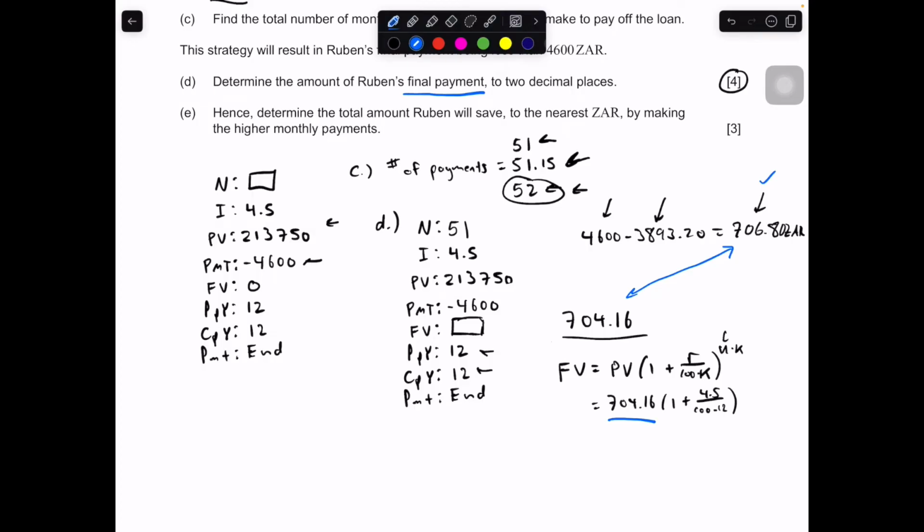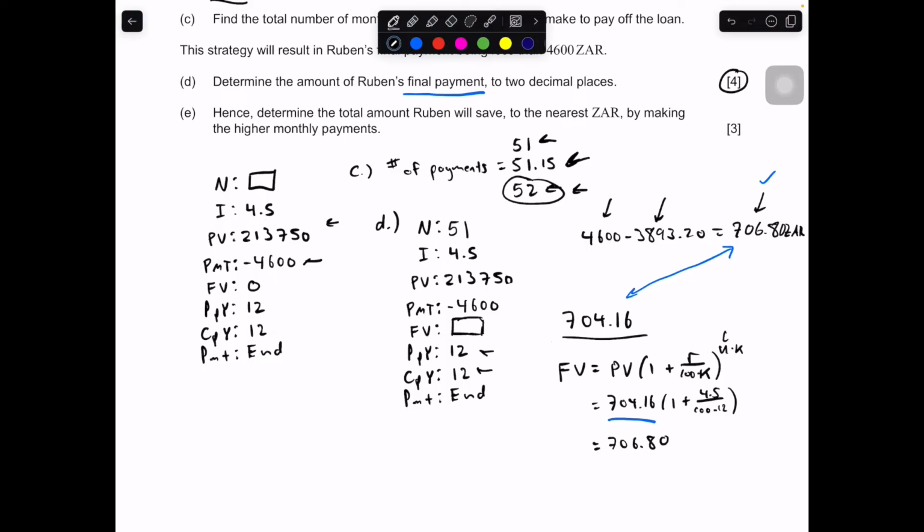Then if we work this out, I'm going to work it out on my calculator here. 704.16 times 1 plus 0.045 divided by 12 gives us 706.8006. So we can write 706.80. I think that's a more challenging way to work it out.